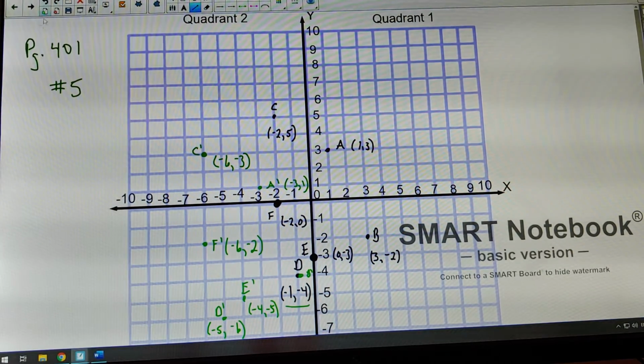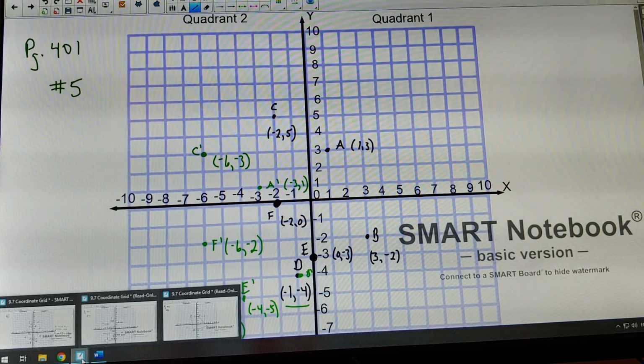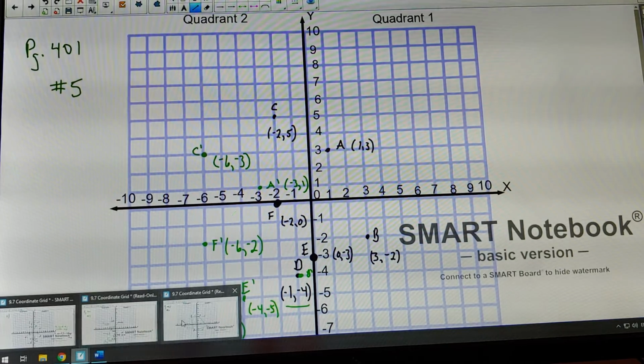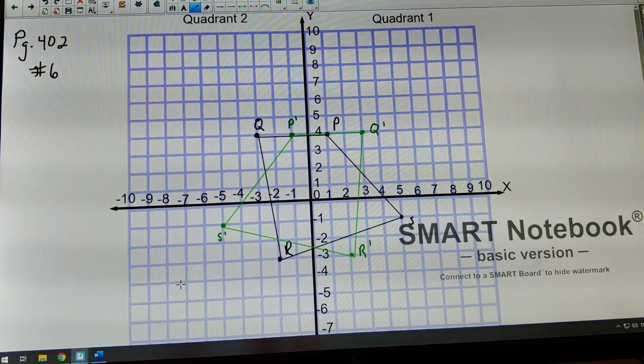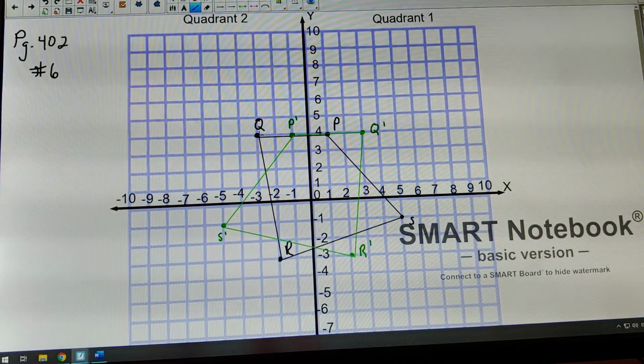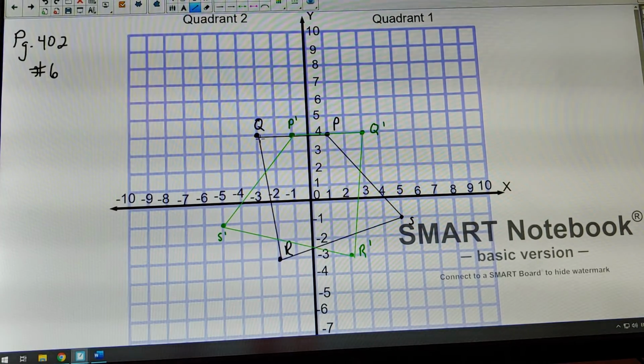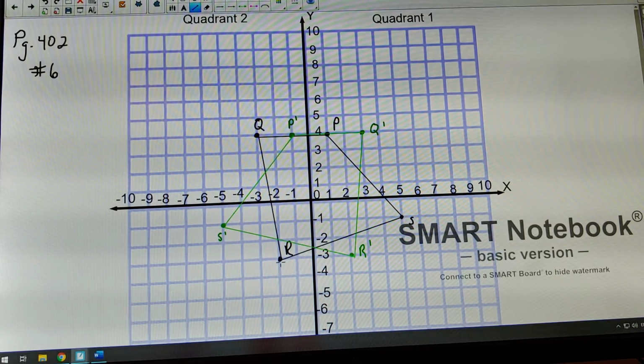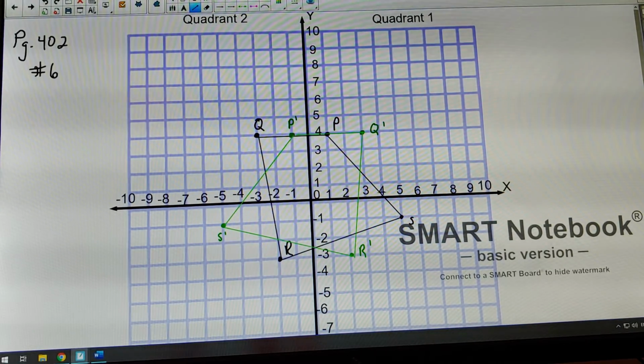Moving on to 6. Here they gave us a reflection. They gave us points P (1, 4), Q (-3, 4), R (-2, 3), and S (5, -1). And then they asked us to do a reflection in the y-axis.